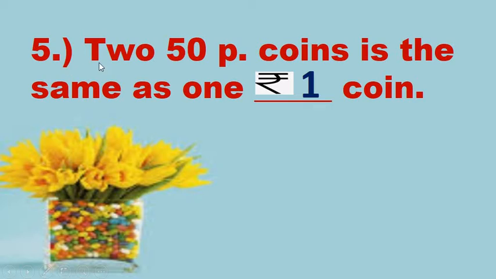Number 5. Two 50 paisa coins is the same as 1 dash coin. Two 50 paisa coins is the same as 1 rupee coin.